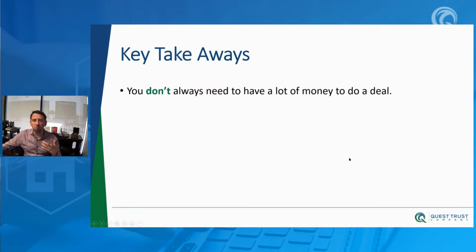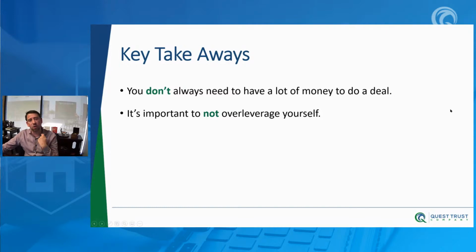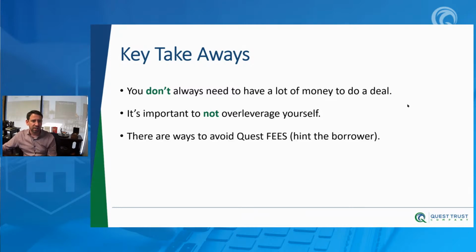So overall, what are some of the good takeaways? You don't always need to have a lot of money to do a deal. I think a lot of times you're like, well, I don't have enough money to start a self-directed IRA. Yeah, you do. You just got to be creative. It's important not to over leverage yourself if you're going to do a second lien. I mean, that holds true even in a first lien position. But especially on a second lien position, man, due diligence is key. All right.